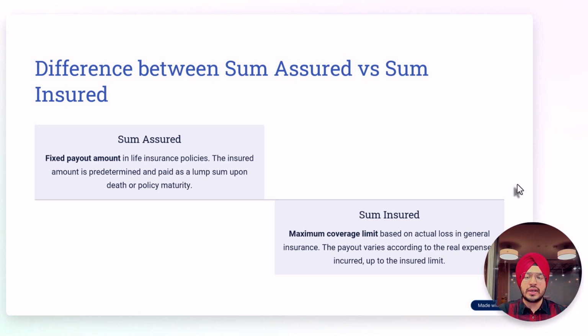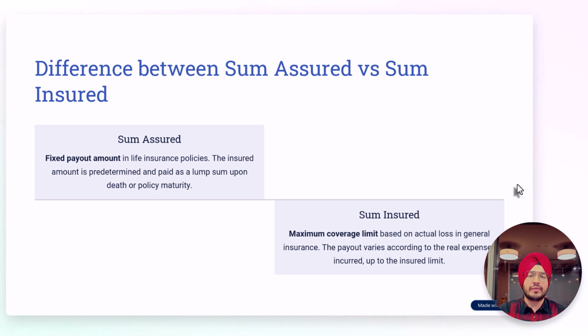Difference between sum assured versus sum insured. In sum assured, you will get the fixed amount that has been decided. There is only one amount that the insurance company would pay to the policyholder, and the complete amount would be given to them. Sum insured is basically where we can get the amount that has been decided or less than that. So sum assured is generally for life insurance.